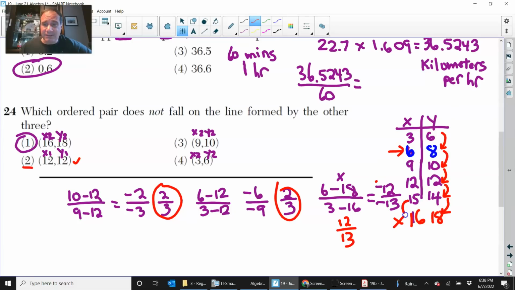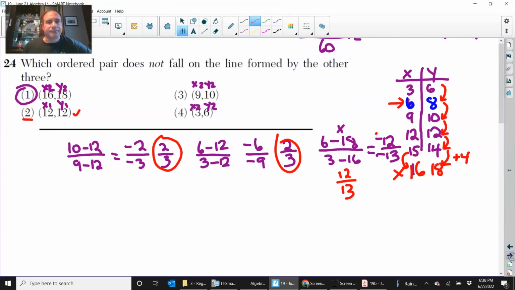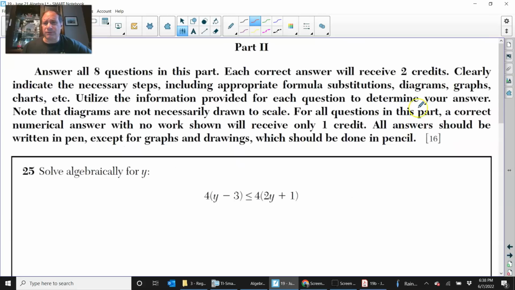And you see how this increased by 1? If the increase is 3 of the x, then it goes to increase of 1. There's no way that the y can increase 4. All right, so that shows me that 16, 18 does not fall on the same line as the other three. So that ends the multiple choice section.